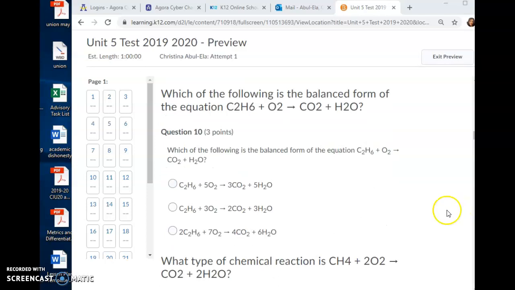Question 10. Which of the following is the balanced form of the equation C2H6 plus oxygen gas yields carbon dioxide and water?